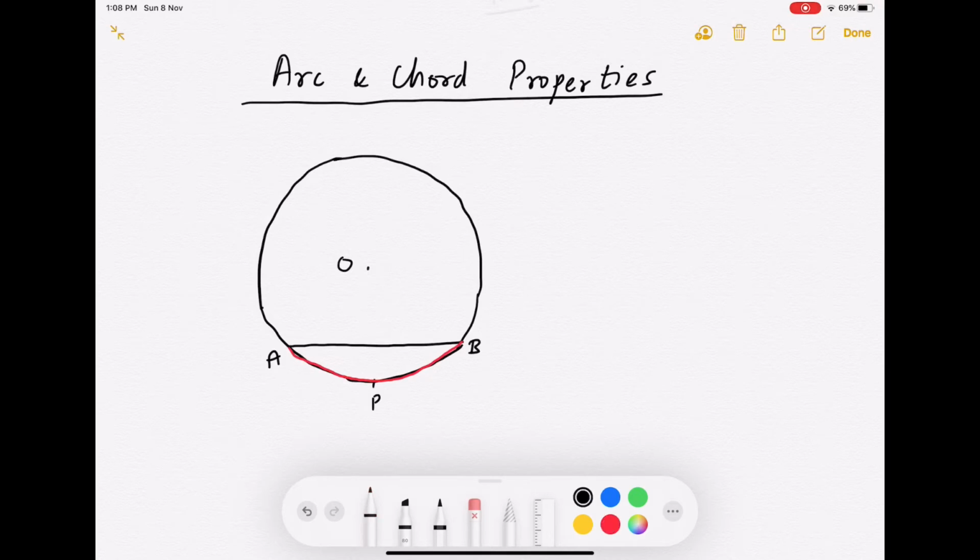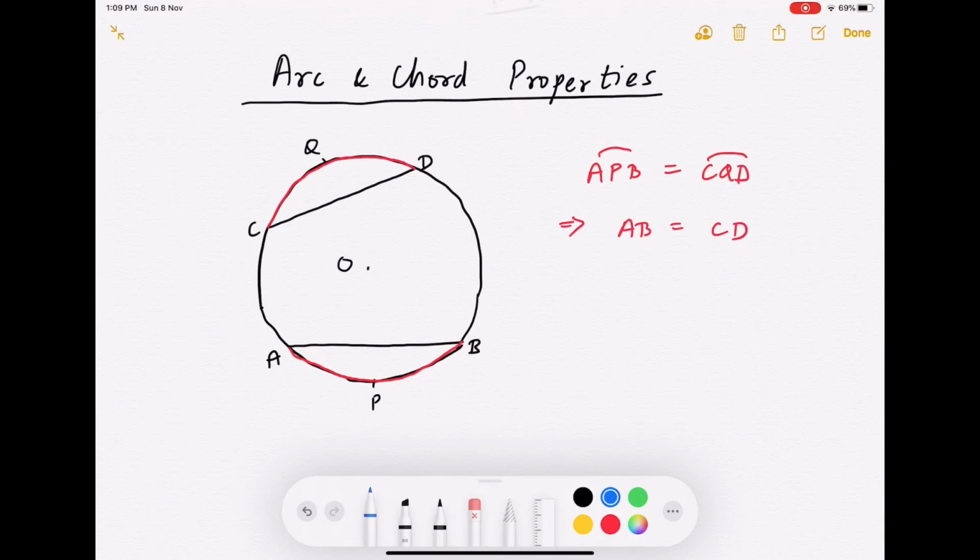Now let's say that we have another chord CD with the same length as chord AB, and let's say this is point Q. Then the arc which is formed by the chord CQD, this portion of the circumference, if I know that the arc APB is equal to the arc CQD, if these lengths are equal, that means that even the chords AB and CD are equal.